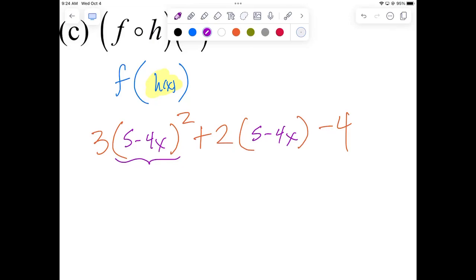Square, multiply, double, square, right? That's how we square a binomial, and distribute a 3 as we write it down. So here we go. Square the first, 5 squared is 25. 25 times 3? 75. Okay, good.